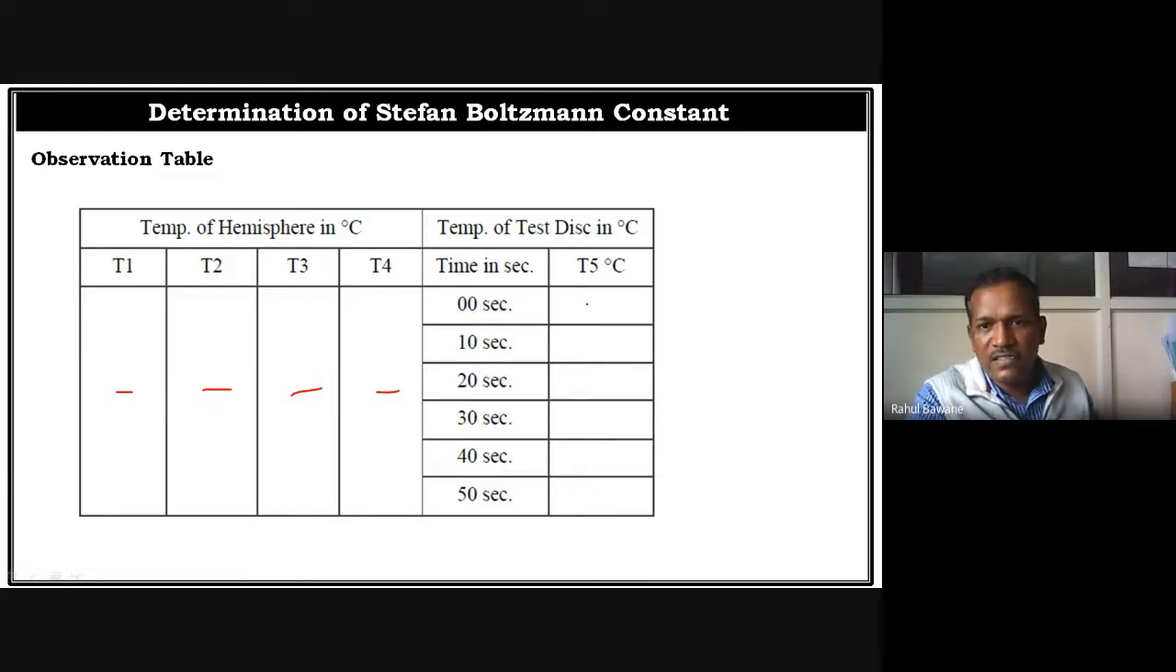Then before inserting the test disk, that is at 0 second, we have to note down the temperature of the test disk, which is given by T5. And once it is inserted, our stopwatch also starts simultaneously, and after each 10 seconds we have to note down the change in test disk temperature. So 10, 20, 30, 40, 50, we note down these T5 temperatures.